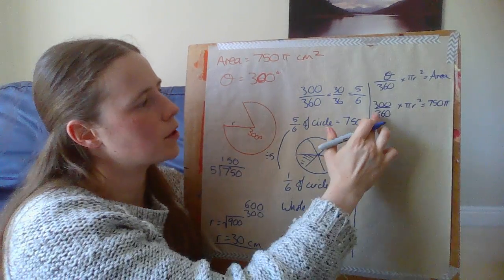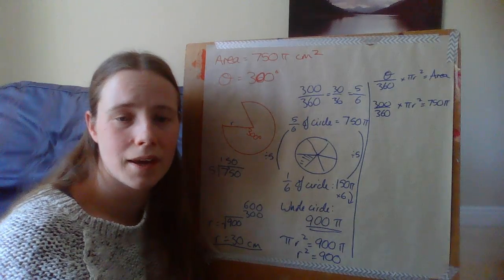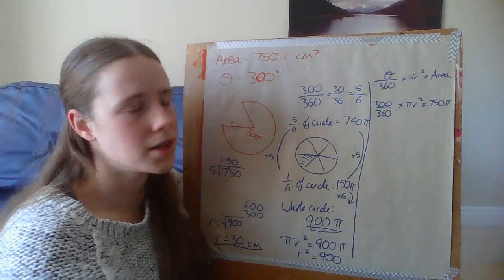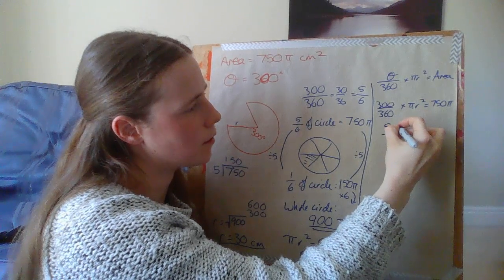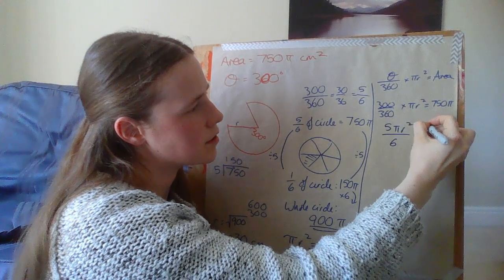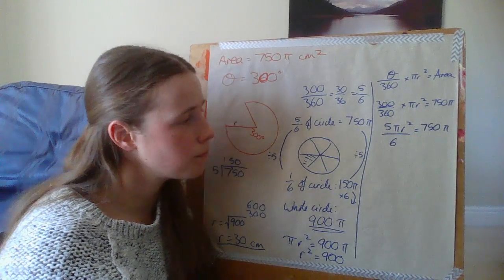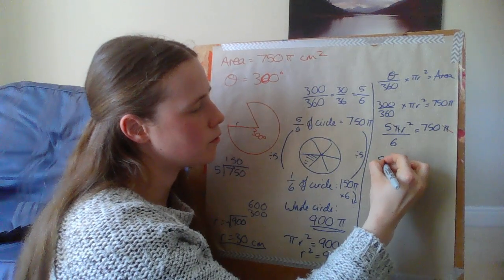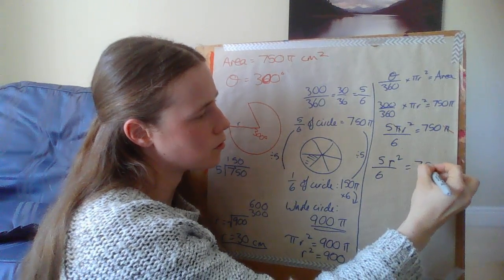Now, personally, I would go first of all to look at the fraction and simplify it in this case because the numbers are quite big and I can definitely simplify them. That simplifies just like before down to 5/6. So I can say 5/6 of pi r squared is 750 pi. I can divide both sides by pi. So I can then say 5/6 of r squared is 750.